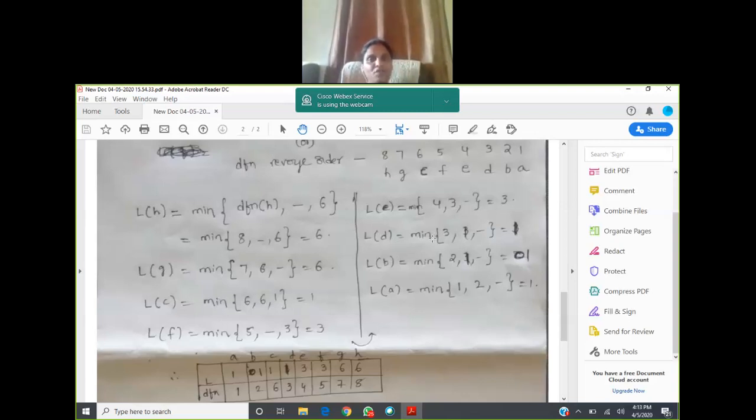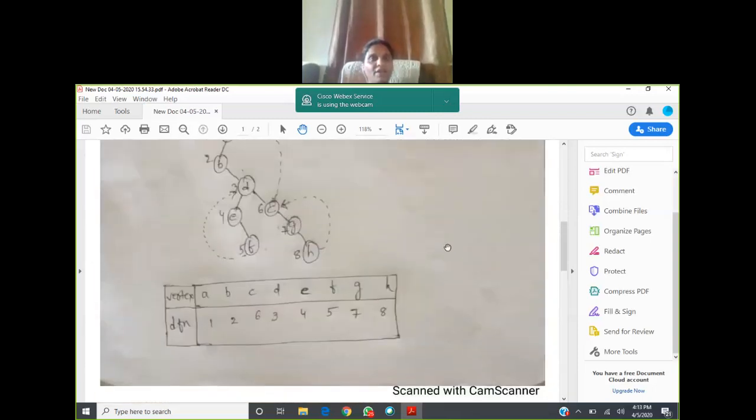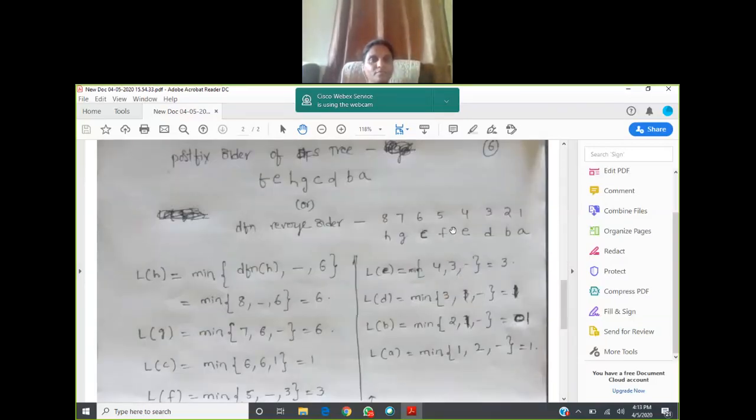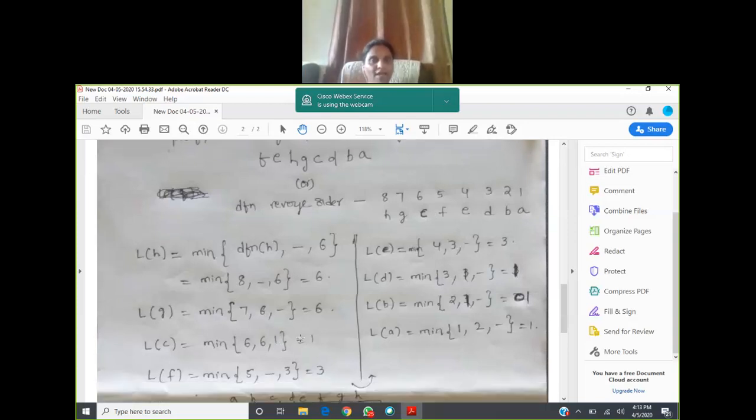Coming to the D, DFN of D is 3. For D, you are having two child nodes. One is E and other is C. Take L value of C as well as L value of E. So compare and take the minimum value. So L value of C is 1 and L value of E is 3.